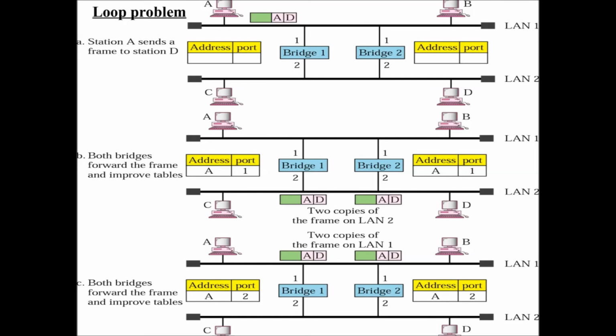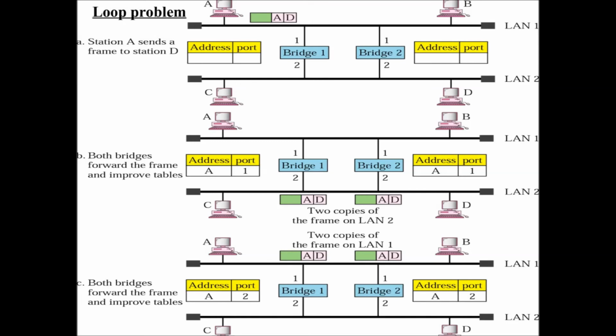In scenario 2, both bridges forward the frame and update their tables. So you can see over here, bridge 1 has updated its table with A's physical address, port number 1, as well as bridge 2 has updated its table by keeping A's physical address and port 1. But you can see over here two copies of the frame on LAN 2 as well as two copies of the frame on LAN 1. So on both LANs, two copies of the data or frames are being transmitted. So this is a loop condition which will be controlled.